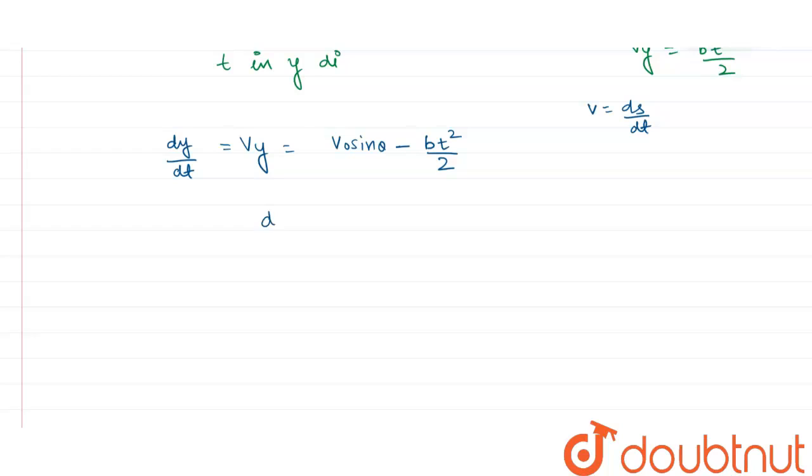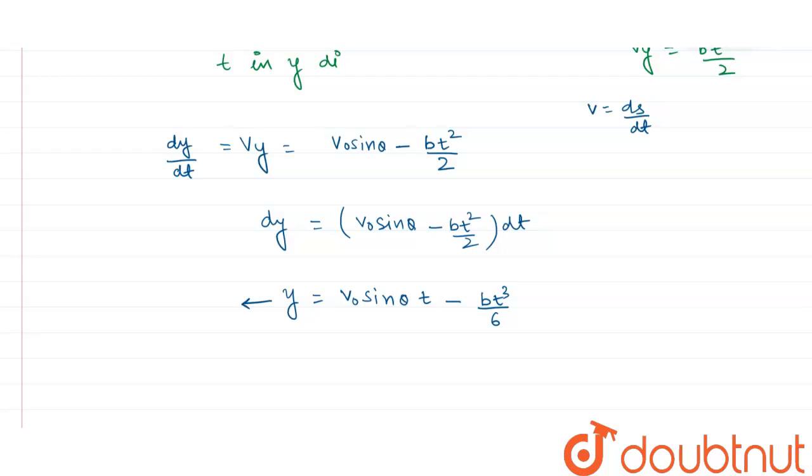So from here I can write dy as v naught sin theta minus bt square upon 2, times dt. After integrating this, we will have y equals v naught sin theta t minus bt cube upon 6. This is the distance in the y direction.